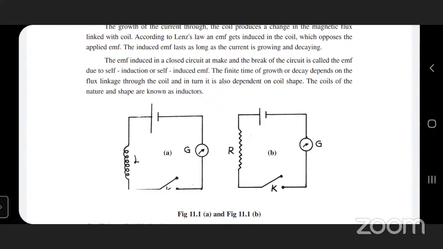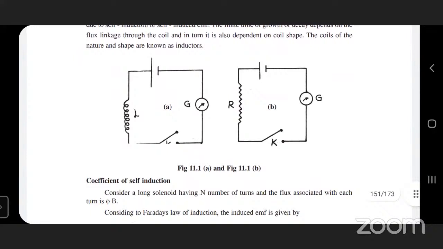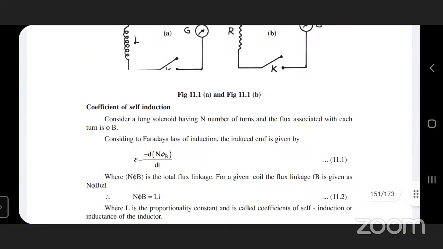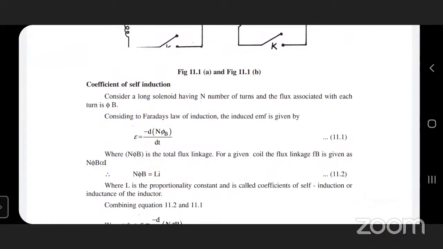The finite time of growth or decay depends upon the flux linked through the coil, and in turn it also depends on the coil, its nature and shape, which is known as an inductor. More current, more flux is generated. Less current, less flux is generated. When the flux is generated and linked, the electromotive force is developed. That is the case.